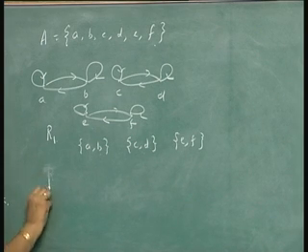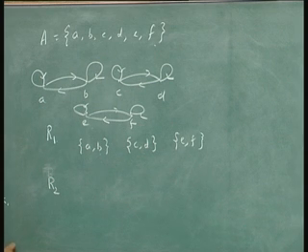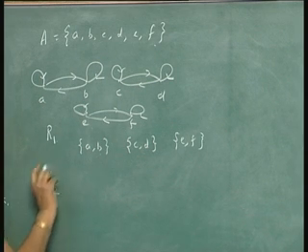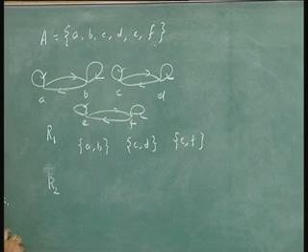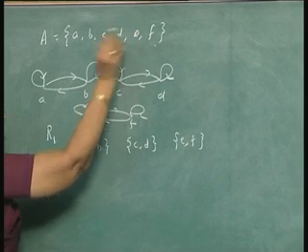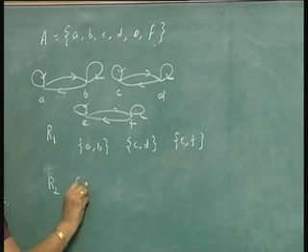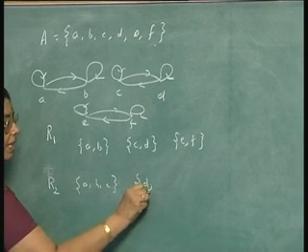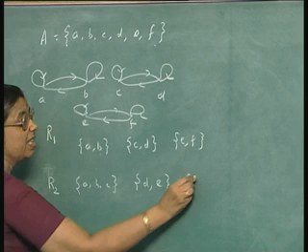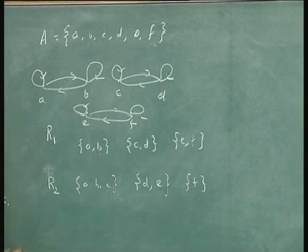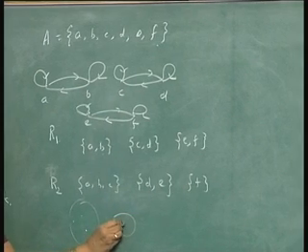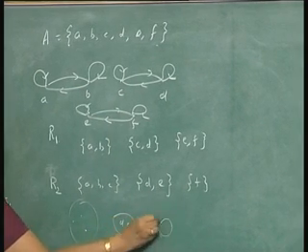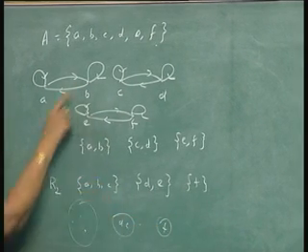Suppose I define another equivalence relation R2 which divides a, b, c, d, e, f into different equivalence classes. Suppose I have a, b, c in one class, d, e in one class and f in one class. If I draw the diagram, there will be a complete diagram with a, b, c, a complete diagram with d and e, and a complete diagram with f. They are different. This is not the same as this.